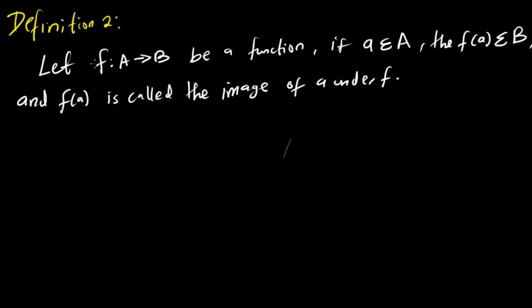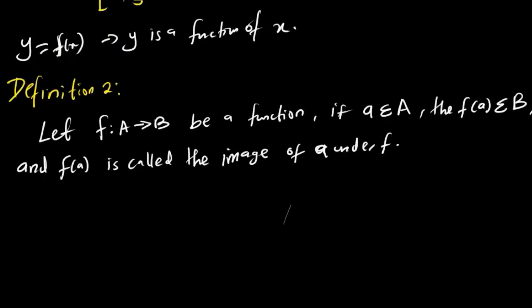In this definition, we are going to be looking at the concept of image, and we have the definition that goes thus: let f be a mapping from A to B, a function. If a is an element of set A, then f of a is an element of set B, and f of a is called the image of a under f. So to illustrate this particular definition, we have to go back to the former definition.